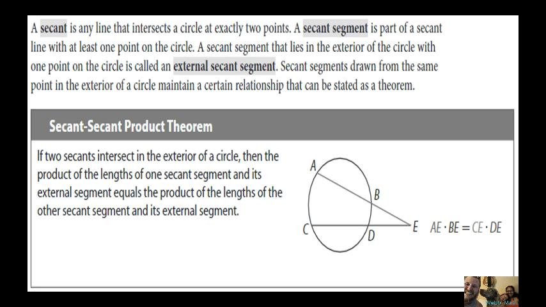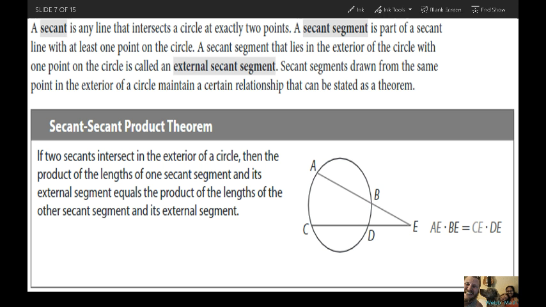All right, next thing we have is the secant product theorem. So a secant, it's a part of your definition, is a line that intersects a circle at exactly 2 points. So as you can see, 1, 2, 1, 2. So it's not like a tangent where it only crosses once. This is a secant. It'll go through at least twice.